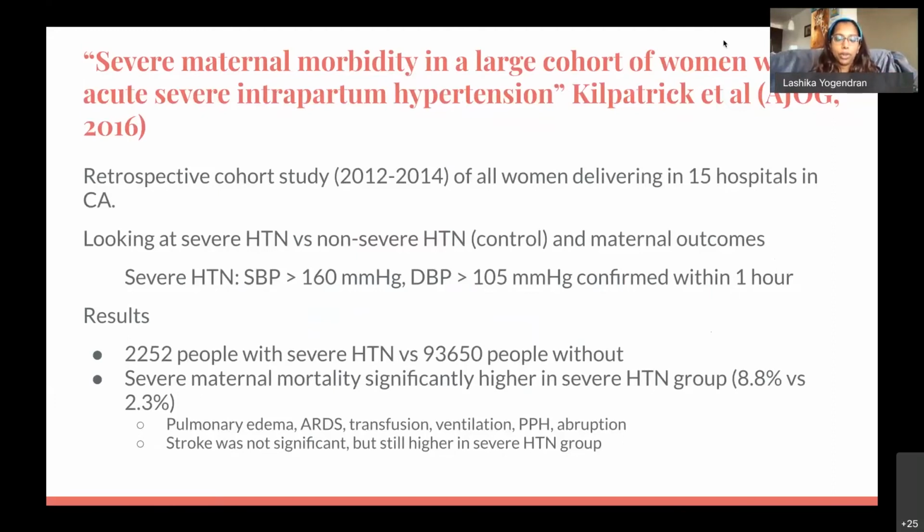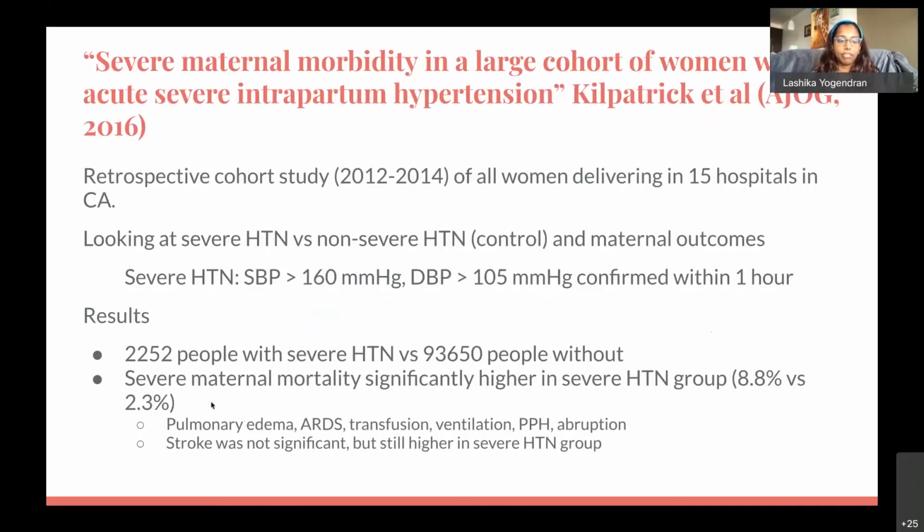I think at that time there was a collaborative care cohort in California, and that was based on their evidence that they were using a diastolic of 105, even though this does differ from ACOG's recommendations. Basically what it showed is that 2252 people had severe hypertension, and the control group had 93,650. They noted significantly higher severe maternal morbidity in the severe hypertension group, 8.8% versus 2.3%.